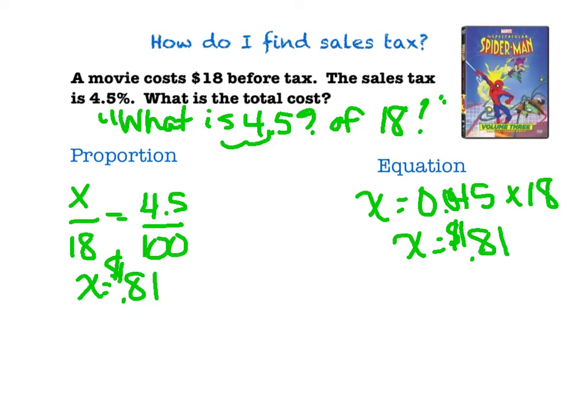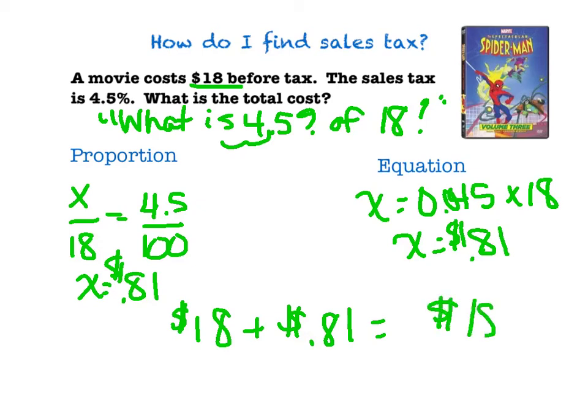Now, remember, we're not done. That's the amount of sales tax that you're going to pay. But how much are you total going to pay? So I need to take the cost before the tax, which is the $18, plus my tax, which is 81 cents, and my total bill would come to $18.81.